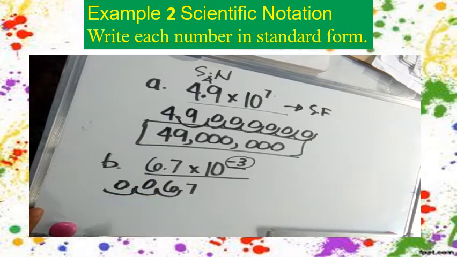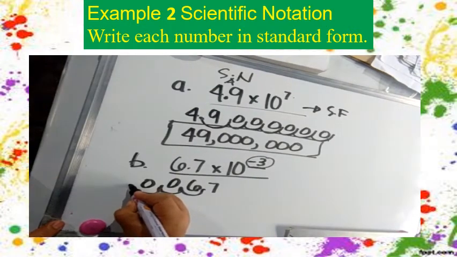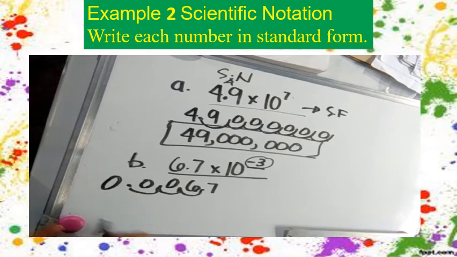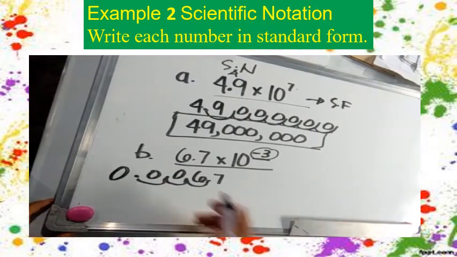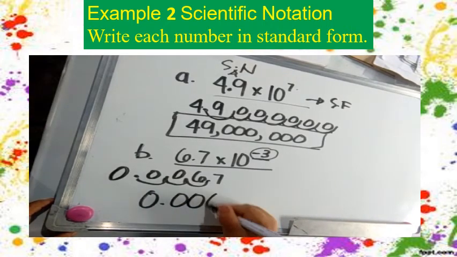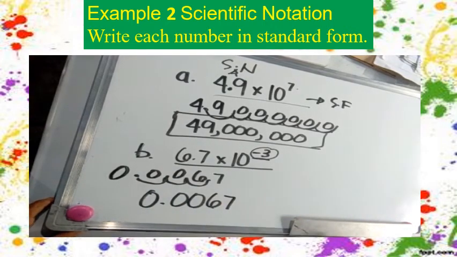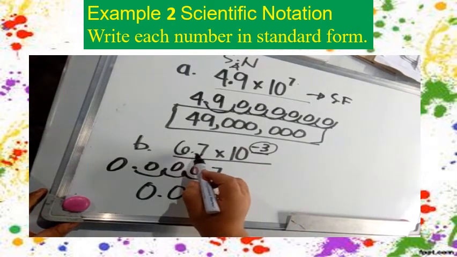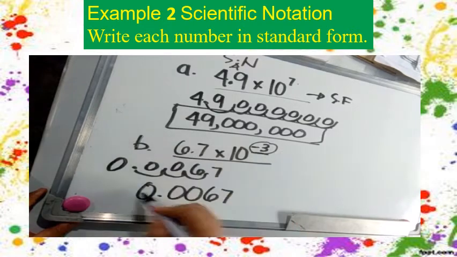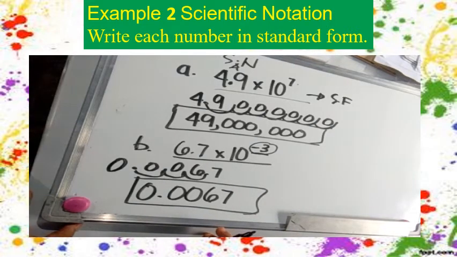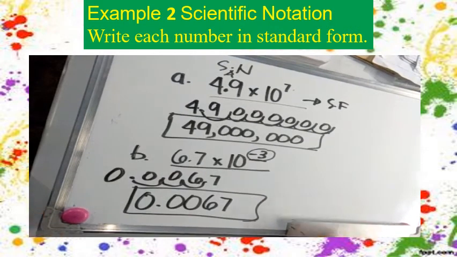Okay? So we will put 0s here. So where is the point at this time? Here. Okay? So we will also put a 0 in the whole number place. Okay. So what is the answer? 0.0067. Okay, got it? That was quick. So 6.7 times 10 to the power of negative 3 is equal to 0.0067. Understood? Very good. Any questions?